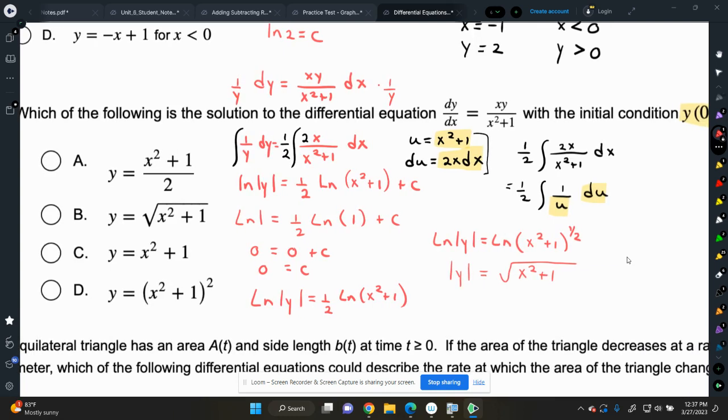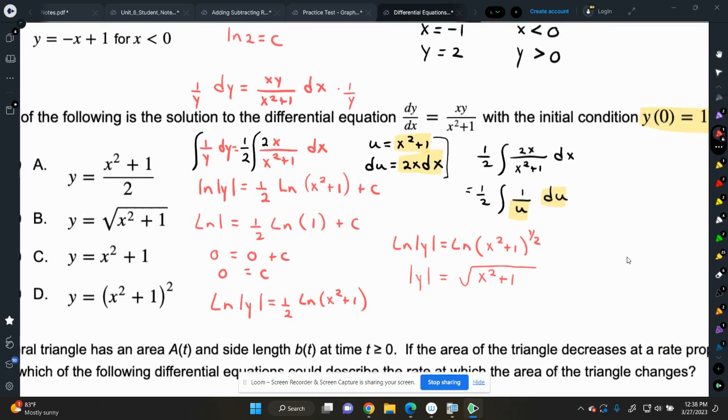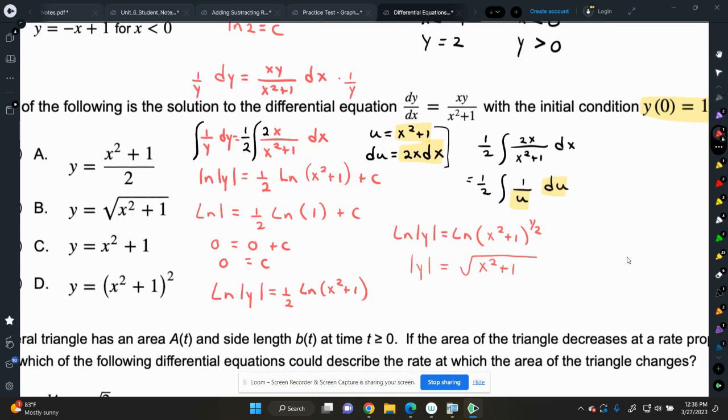Okay. Any thoughts here? Because do I see that choice there? Yes, I do. Yeah. Okay. So our answer is B.